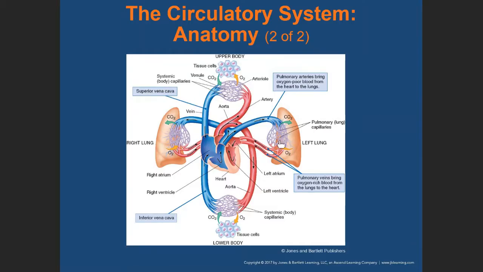Yes, sir. So the blood basically gets oxygenated in the lungs. Yes, that's the only place the blood can be oxygenated, nowhere else. Okay.